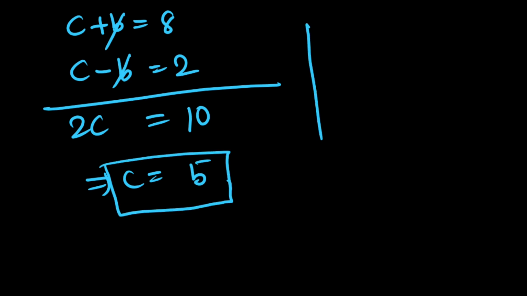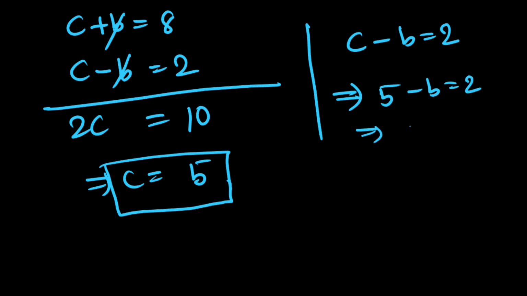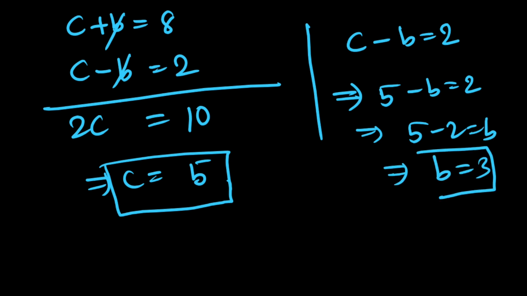So we put c is equal to 5 in any of these equations, then we get the value of b. So c minus b is equal to 2. This implies 5 minus b is equal to 2. This implies 5 minus 2 is equal to b. Therefore b is equal to 3. So we got the values of a, b and c.